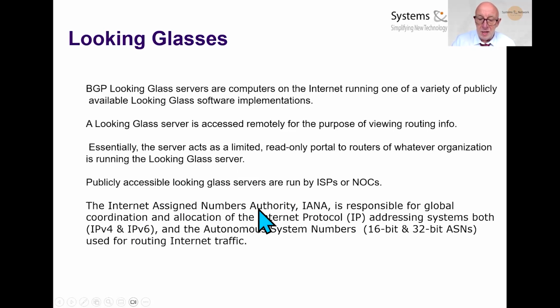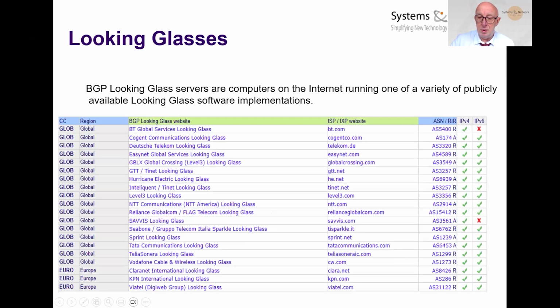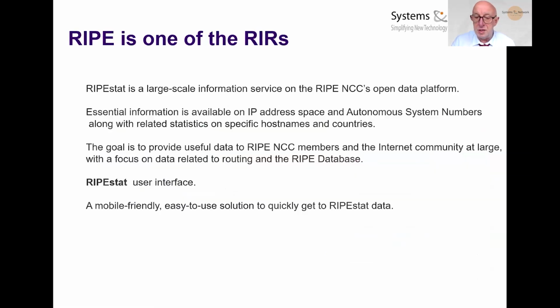IANA. We know IANA is responsible for allocating the addresses, ultimately through the RIRs. 16-bit, 32-bit AS numbers. How about this? So now we could have a look at the BGP Looking Glass website, for BT, for Level 3, for goodness knows whoever. There's the AS number, all in there. IPv4, is it all supported? Yes. IPv6, usually. So there's a lot to keep you entertained.